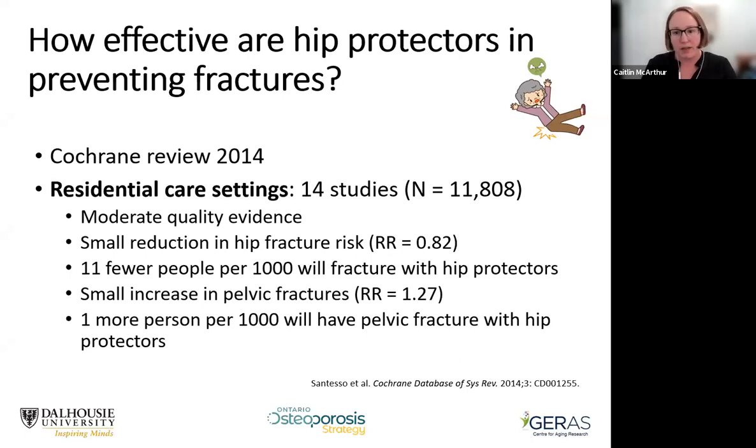So the bottom line is that for those in residential care, hip protectors probably slightly reduce the number of hip fractures, and there may be a slight increase in the risk for pelvic fractures. Importantly, they found there is no effect on other types of fractures or on the likelihood of falling with hip protectors. So people weren't more likely to fall when they were wearing them, and they weren't more likely to break other bones besides hips or pelvis.